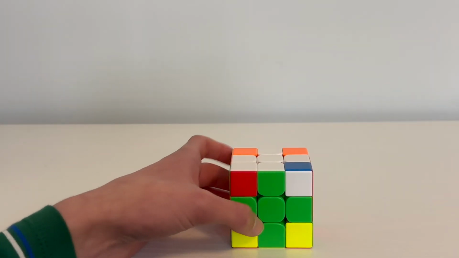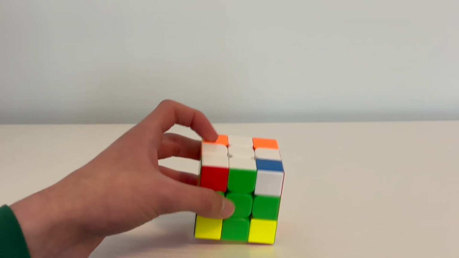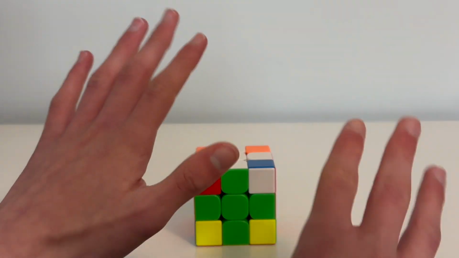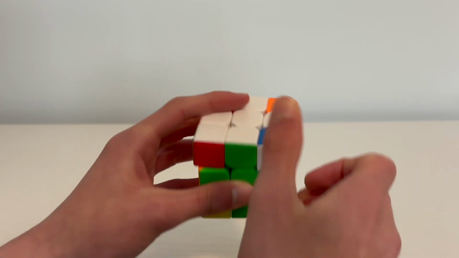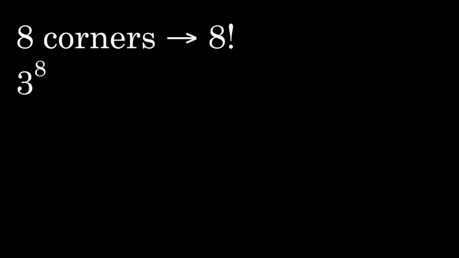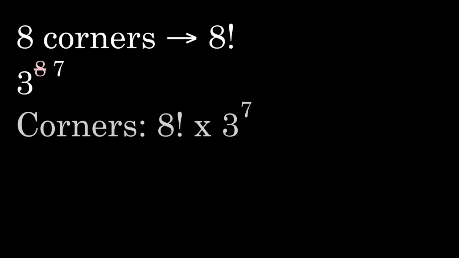Next is corners. Similarly to edges, we can find the number of corners, 8, and then do 8 factorial. Corners can be twisted in one of 3 ways, so we multiply by 3 to the 8. But again, we can't have a single twisted corner, so we have to take away one of those 3's. We're left with 8 factorial times 3 to the 7.